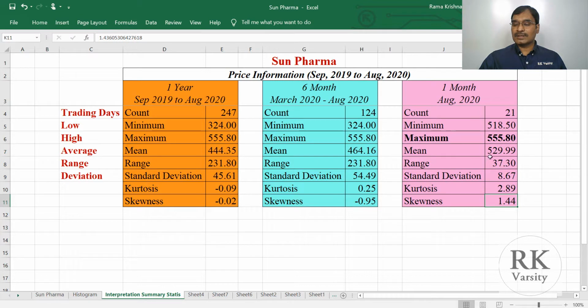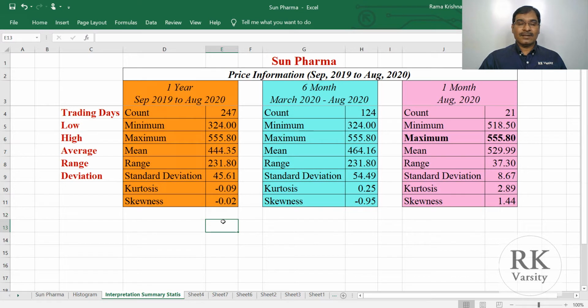So now the stock appears to be more stable in terms of a lower standard deviation, and the range is also very low. So it is advisable to invest in this stock. Whereas if the range is the same, like 231, and the standard deviation is high, in such a case you are taking a high risk because the price is highly volatile. This is one of the ways to interpret the summary statistics.